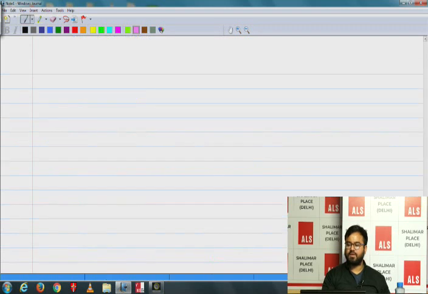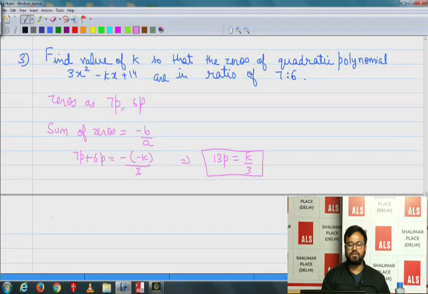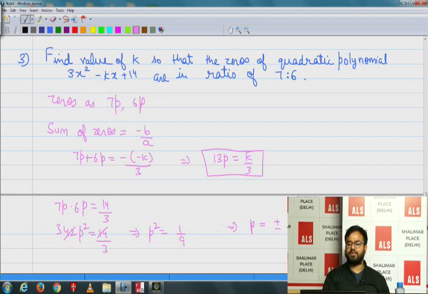Second, we can go for the product of zeros. So 7p into 6p is equal to c upon a, and c over here is 14 by 3. So 42p square is equal to 14 by 3. So 14, 3 times 42. So p square would be equal to 1 by 9. So p would be equal to plus minus 1 by 3, right, when we take the square root.